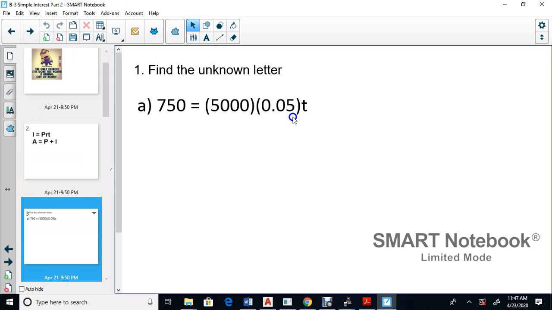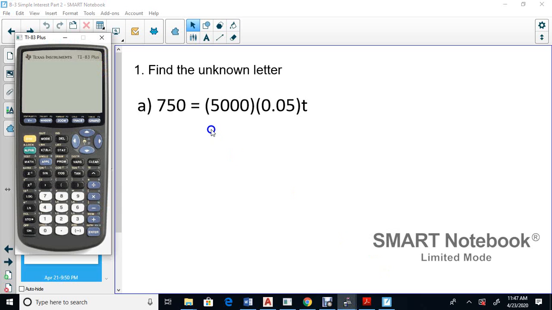So here, find T. So here's how I would do this question. I got 750 equals 500 times 0.05 times T. So I go to my calculator. First thing I do is I multiply these two numbers on the calculator. So I go in here and I go 5,000 times 0.005 and I get an answer, 250.